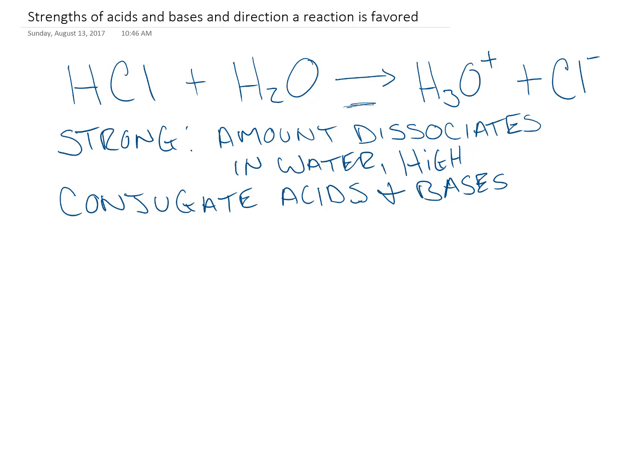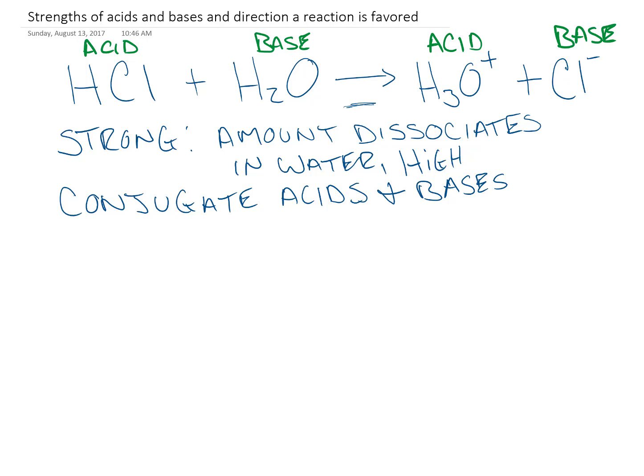So for this particular reaction, this is my acid, and water is acting as my base. It's accepting a proton. Now I come over here, and H3O plus is my acid, so my weak base has become an acid, and Cl minus is now my base.